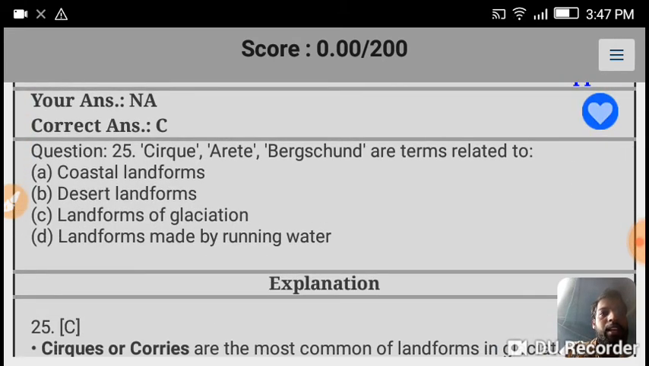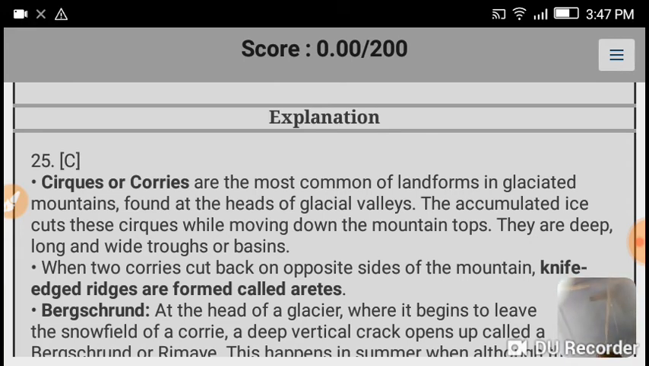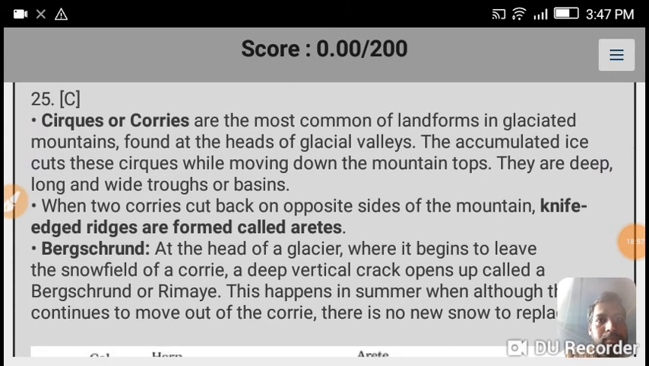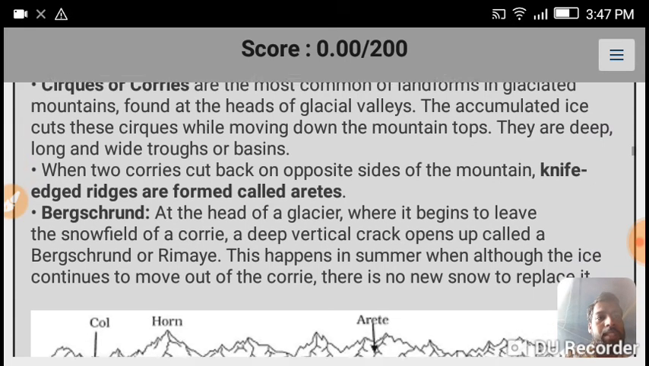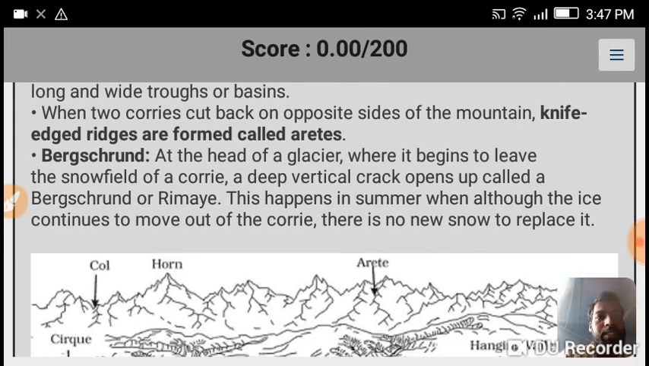Last question: Cirque, arete, and bergschrund are terms related to landforms of glaciers, and C is the answer. Cirques are the most common landform of glaciated mountains, found at the heads of glacial valleys, and the accumulated ice cuts these cirques while moving down mountain troughs. They are deep, long, and wide troughs or basins. When two cirques cut back on opposite sides of the mountain, knife-edge ridges are formed and called aretes.